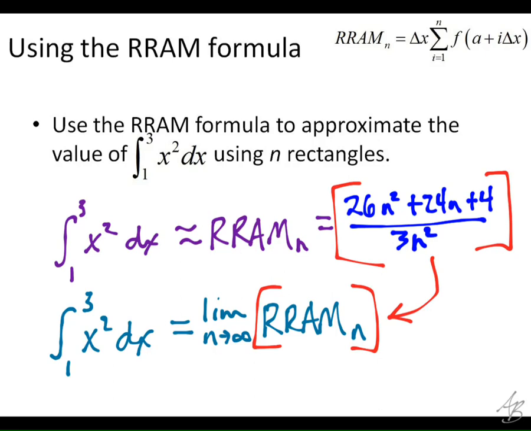That's more for an advanced analysis class than a Calculus 1 class, so we're not going to go through that proof. But what you need to know is if we can figure out what happens as n goes to infinity, then we can find the exact value of this integral, which is what we're all dying to do, right?